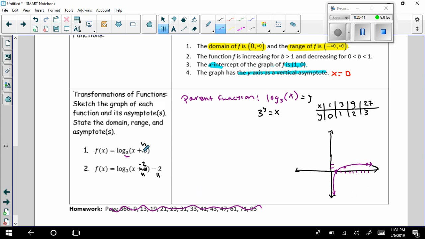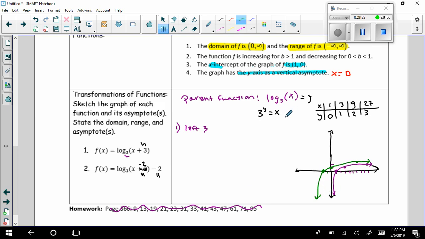And so when we're talking about our shifts here for number 1, this is going to go right 3, strike that, left 3, because it's in parentheses. And so it's that opposite shift. So all of these points are just going to go 1, 2, 3 this way. This one would go 3 this way. This one will go 1, 2, 3 this way. And so I have this line going this direction. And so it affects my domain, but not my range.